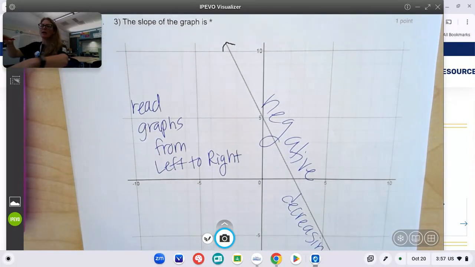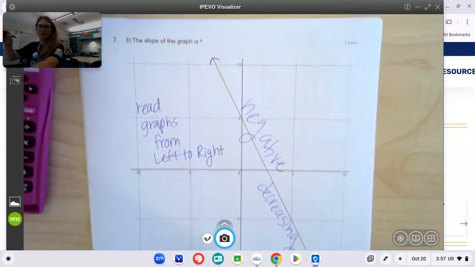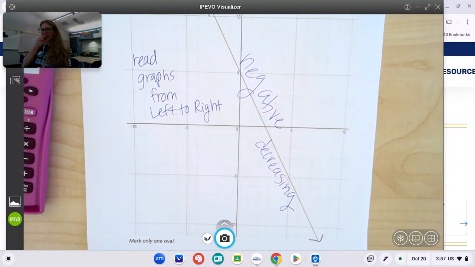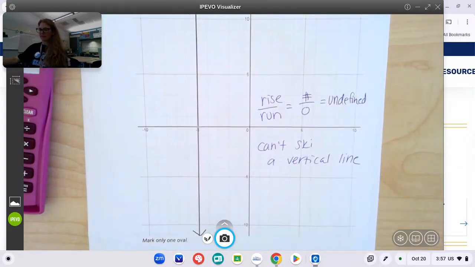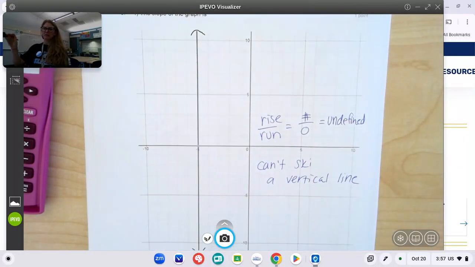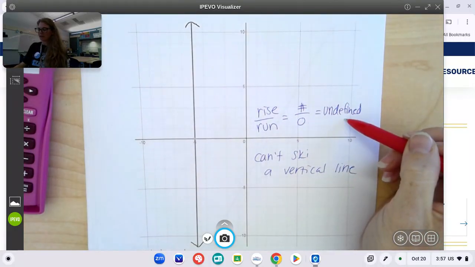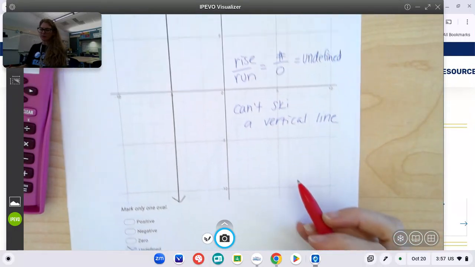The next one asks, what is the slope of the graph? Is it positive or negative? Remember, we read graphs from left to right. It's negative, it's decreasing. Next one, same thing. We have this vertical line. Our rise over run ratio is a number divided by 0, which is undefined. You can't ski a vertical line.